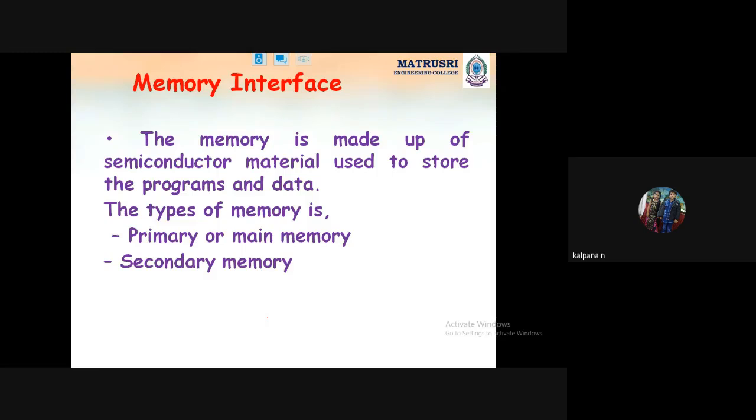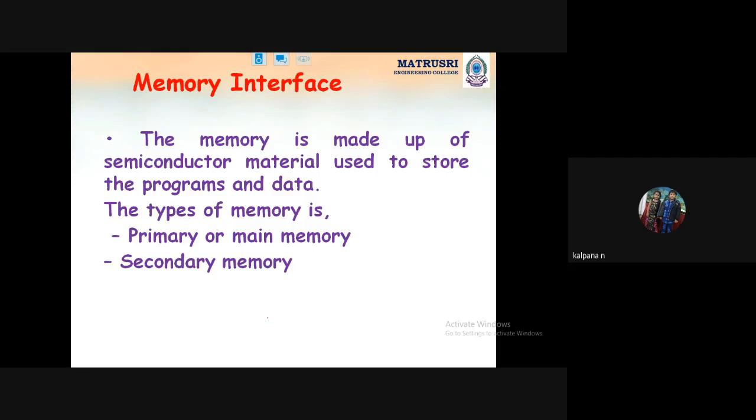RAM means what? Random access memory. Here we can store the data temporarily. After switching off the system or the processor, the data stored in the RAM is erased. And ROM, read only memory, is used for storage of the operating system.